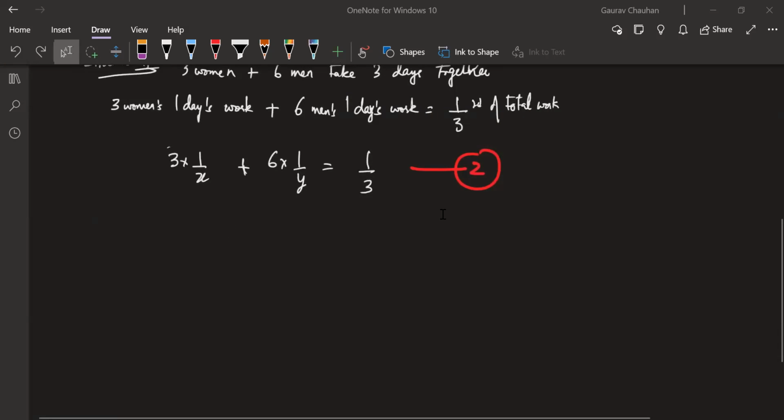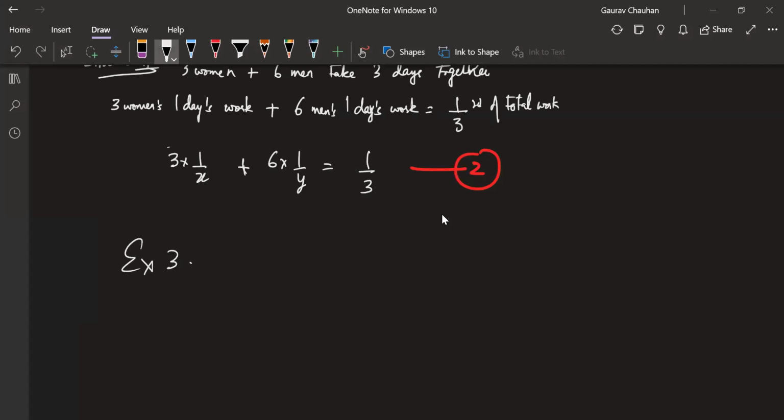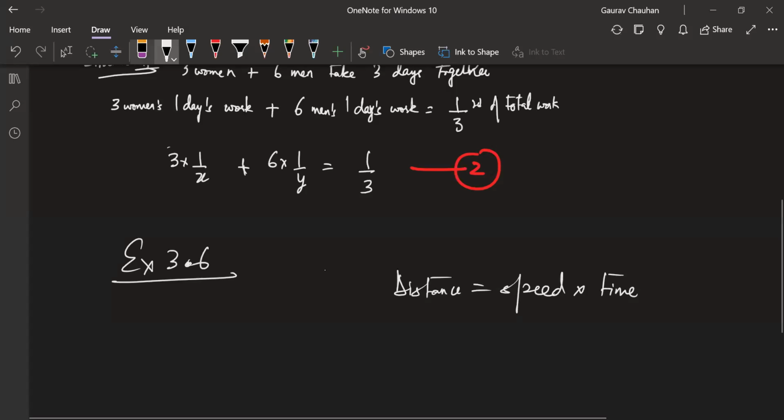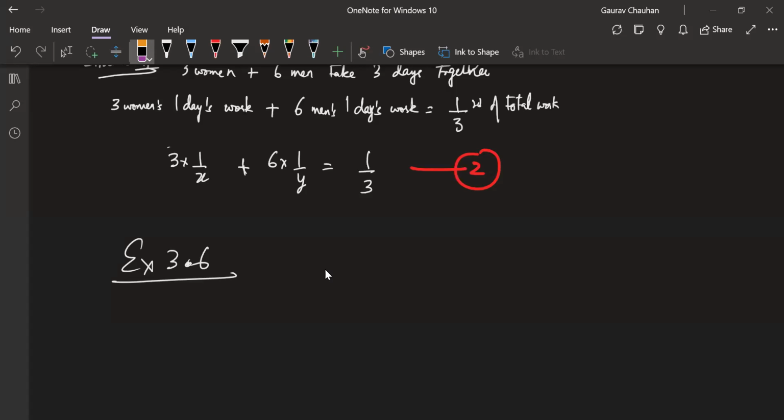Okay. Now, this is from exercise. Let me check which exercise it is. From exercise 3.6. Okay. So this question is from exercise 3.6. We have already seen that downstream upstream question. There is one more speed and distance question in that exercise. Okay, and I'm going to leave you to do that by yourself. It uses the same formula. Distance is equal to speed into time. That one formula only you have to use to solve that question. I'm going to leave you to do that and figure it out.